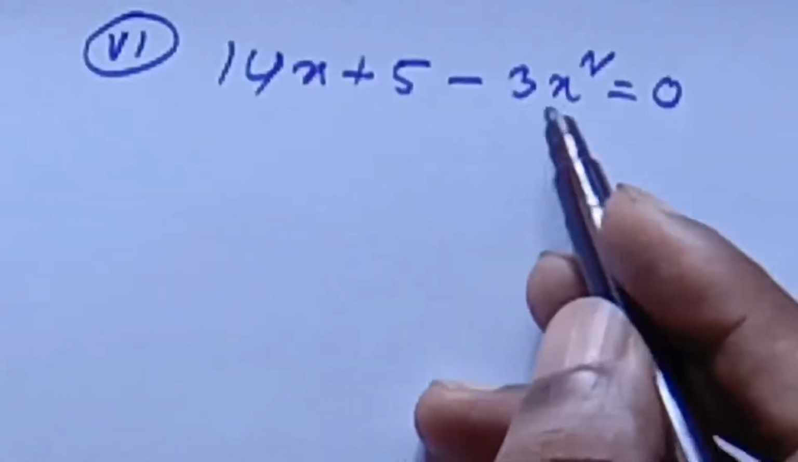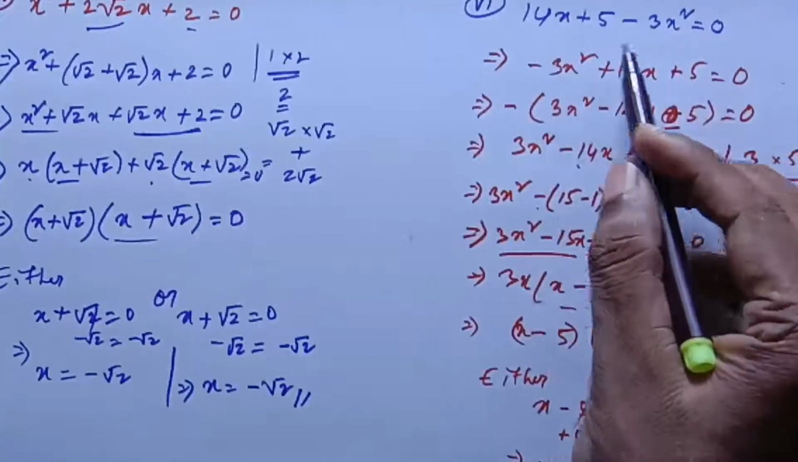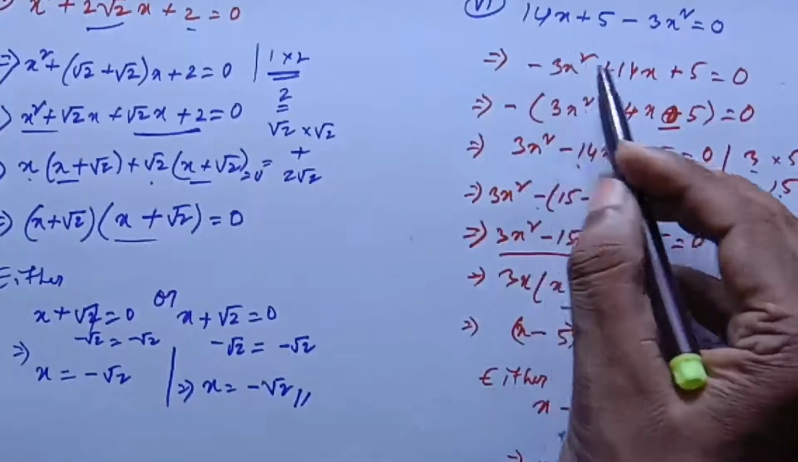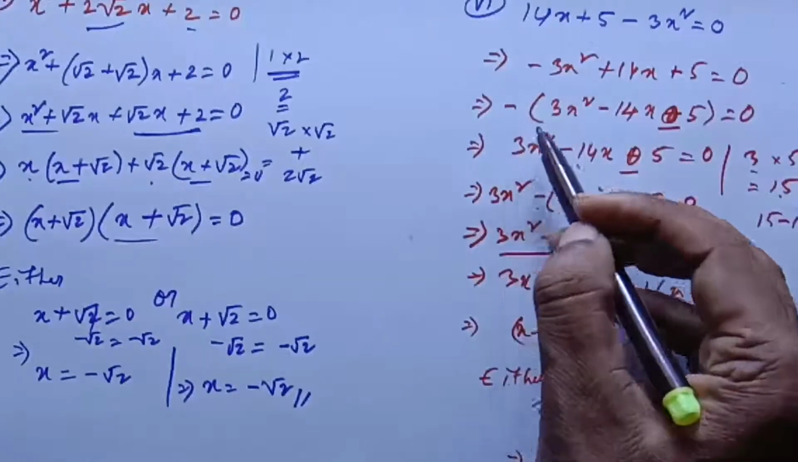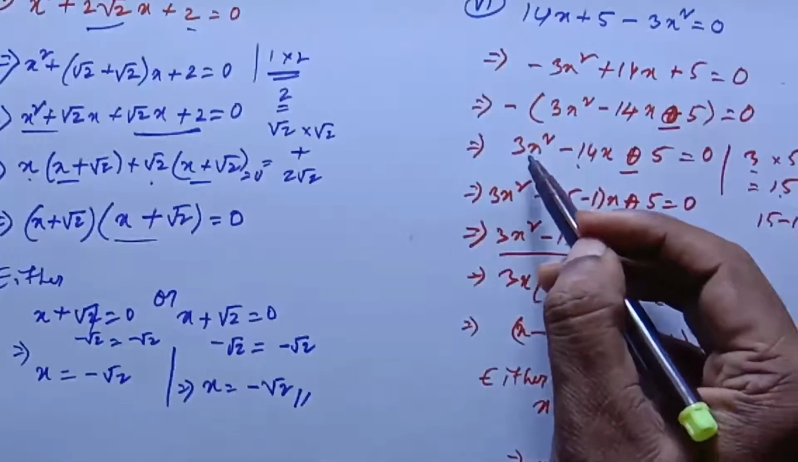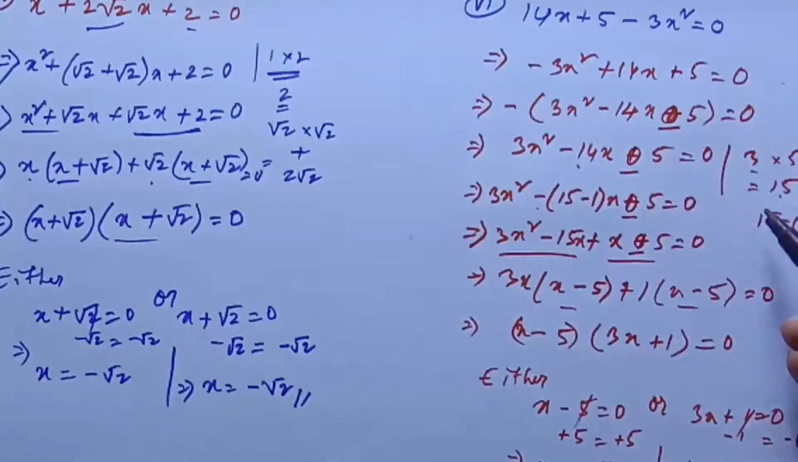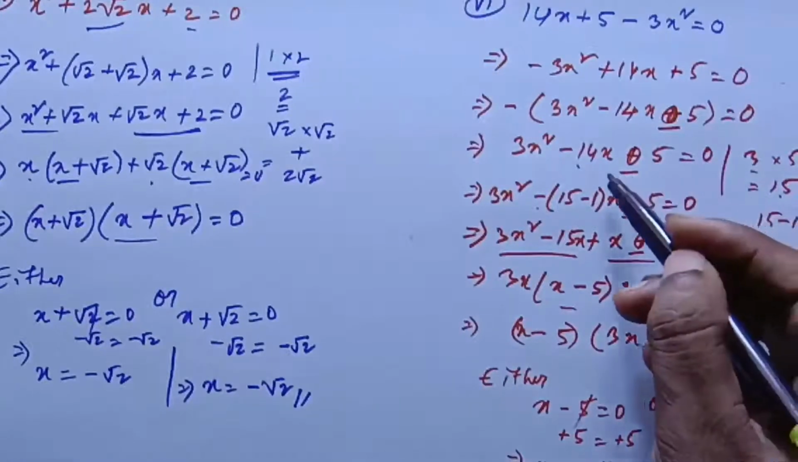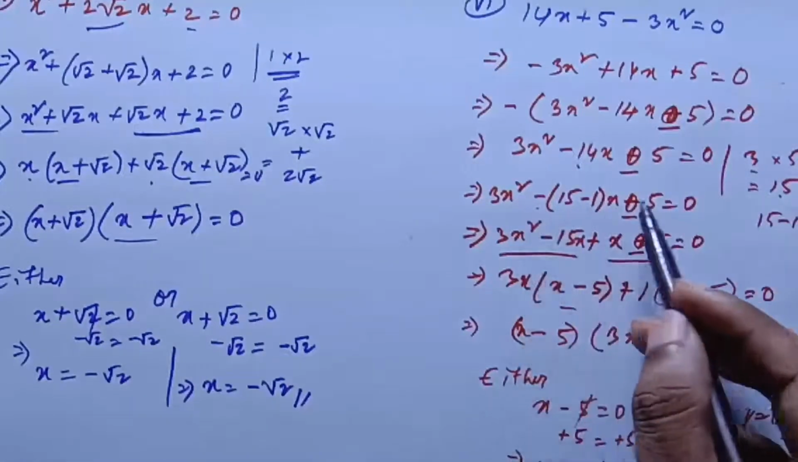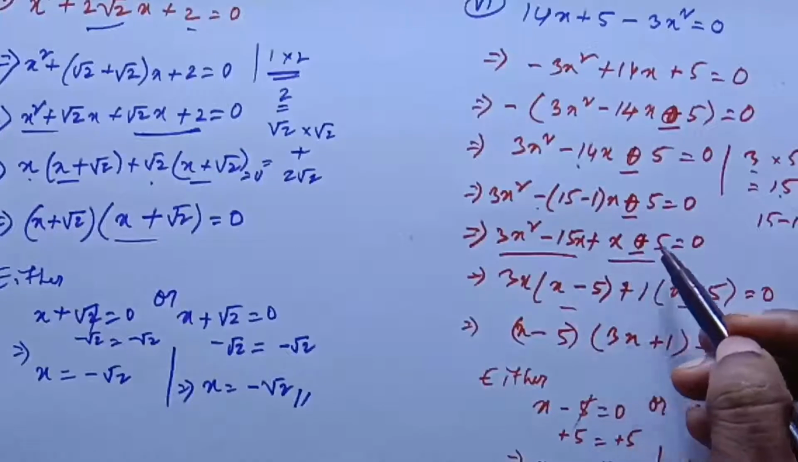14x plus 5 minus 3x square equal to 0. Here we have minus 3, we write in the descending order, minus 3x square, then 14x plus 5 equal to 0. Then we take minus sign common, 3x square, this plus become minus and this plus become minus, equal to 0. Remove the minus sign, 3x square minus 14x minus 5. We take the coefficient of x square 3, constant term 5, 3 into 5 is 15. 5 minus 3 is not 14, 5 plus 3 is not 14. So 15 minus 1 is our 14. So we open the bracket, 3x square minus 15x plus, minus into minus is plus, x minus 5.